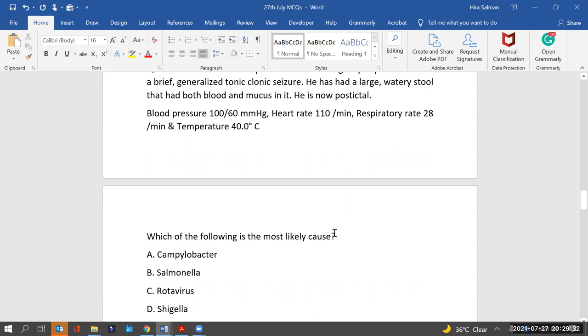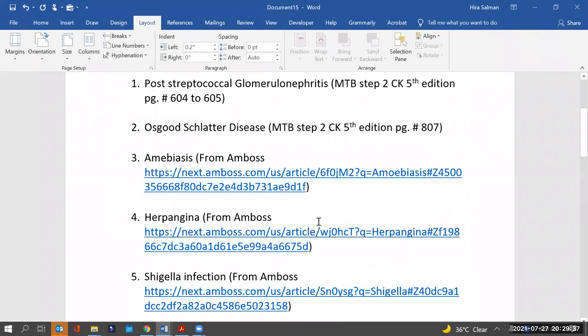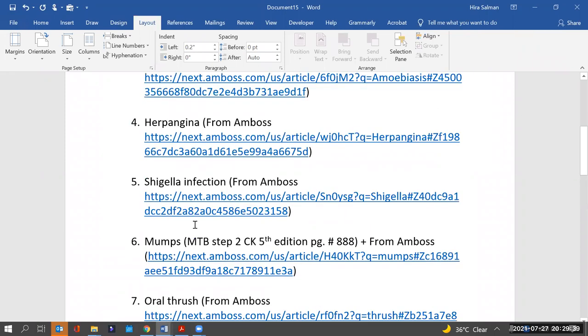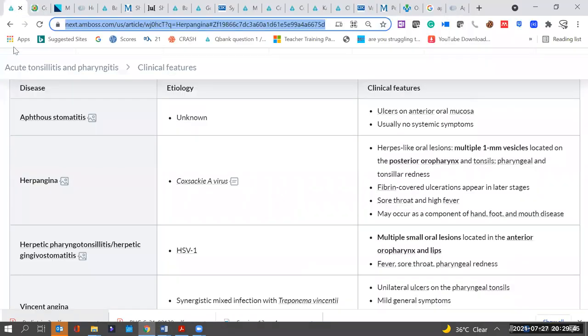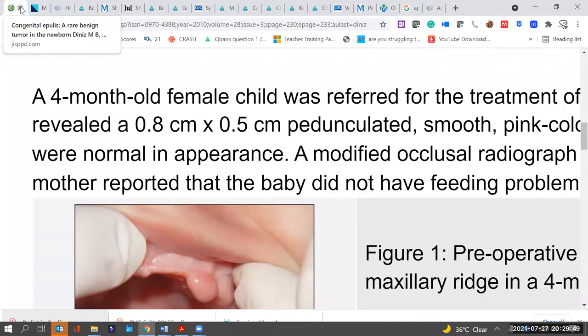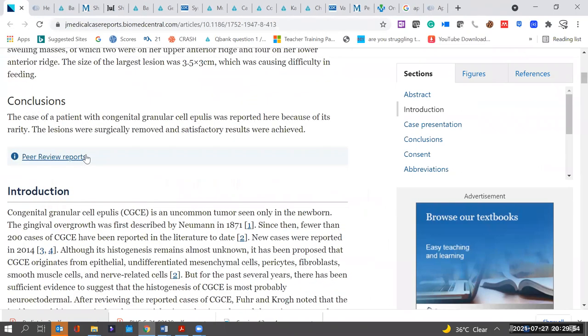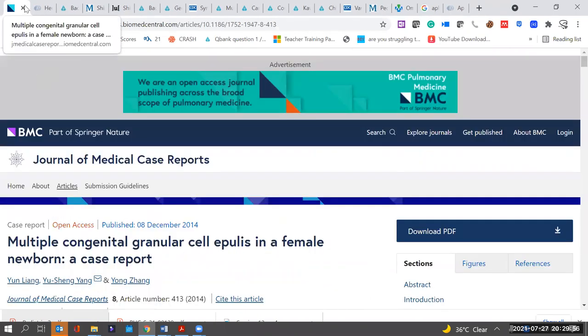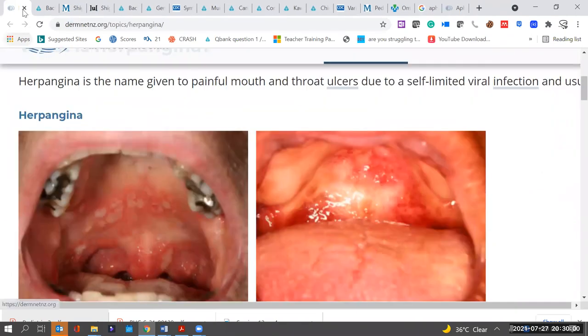Okay. For the next one, we'll go for the theory first. Next, we have this Shigella infection. So Shigella also will go for AMPS because it's not there much in MTB. Herpangina is done. Let me close this one. There are too many windows open. This one is again the multiple granular cells case. We have done this one, herpangina.